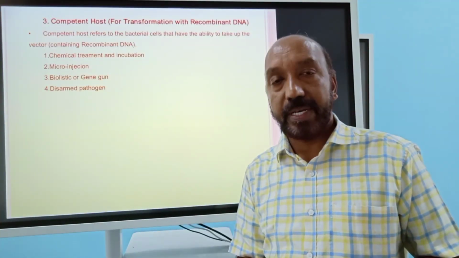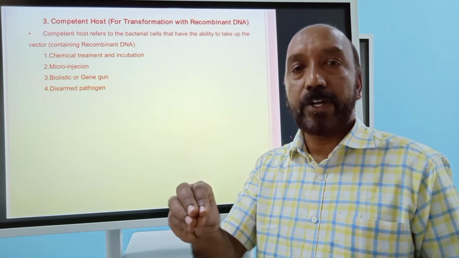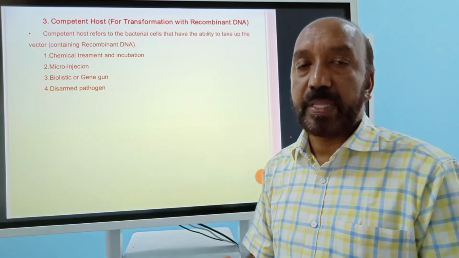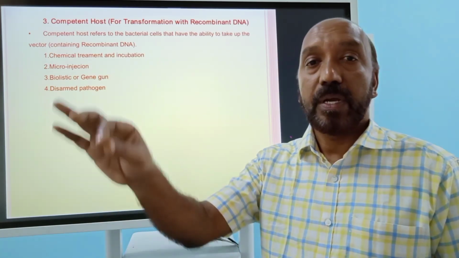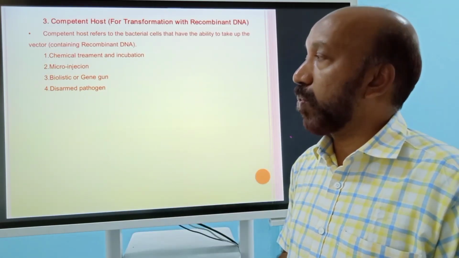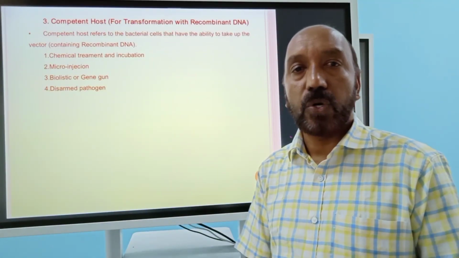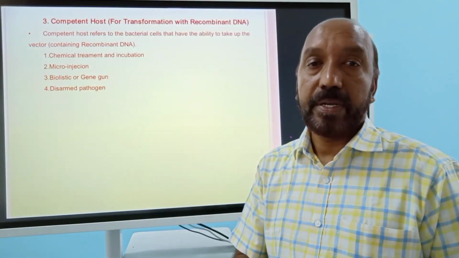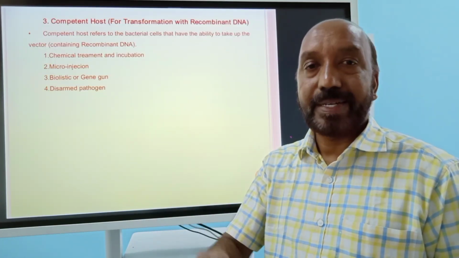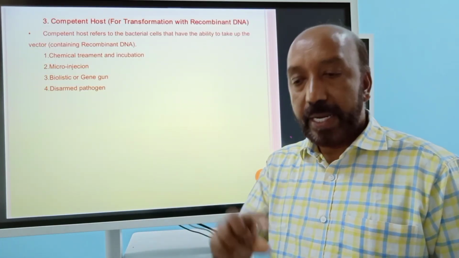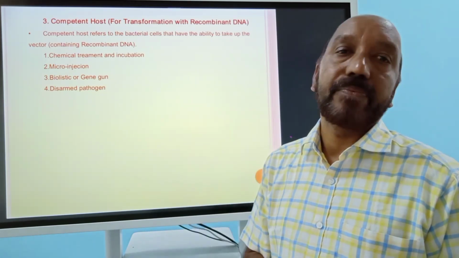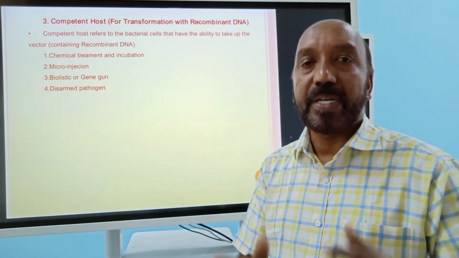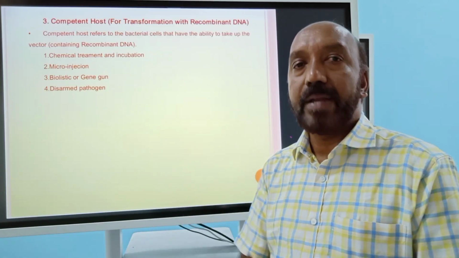Second one, microinjection. As the name indicates, it is the direct injection of the rDNA into the cell. We employ this method in the case of animal cells to introduce the rDNA. The biolistic or gene gun is normally used in the case of plant cells. We directly insert with high velocity into the plant cell, using tungsten or gold microparticles covered with the rDNA. And in the case of disarmed pathogen, we inactivate some of the genetic material of the organism, and then we insert the gene.